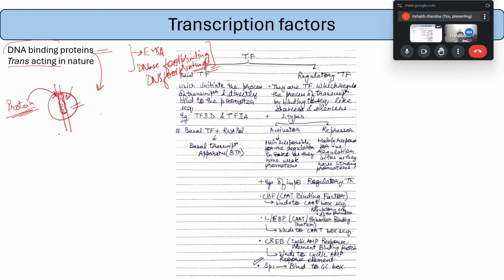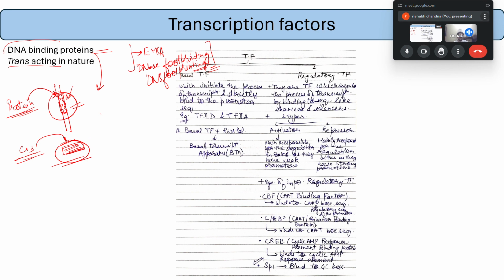Cis-acting means that it will bind only to specific proteins. For example, there are some proteins that only bind to sequences present in the same organism, rather than binding to sequences from different organisms. So those proteins are basically cis-acting in nature. Generally, the DNA sequences are cis-acting in nature, and the proteins are trans-acting in nature.